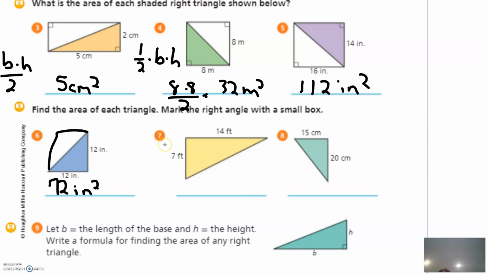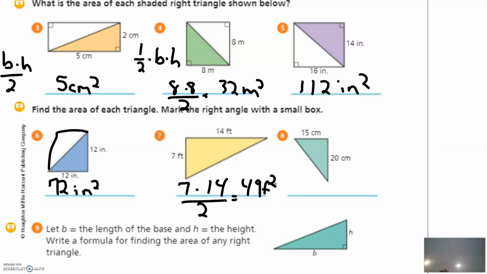Okay, for number 7, 7 times 14 divided by 2. So again, with your calculator, 7 times 14 should get 98. Divide it by 2, and you get 49. My unit, feet.